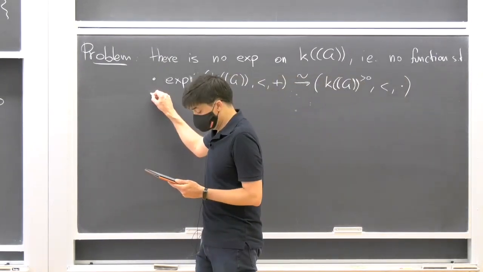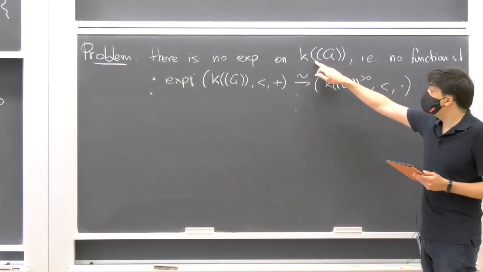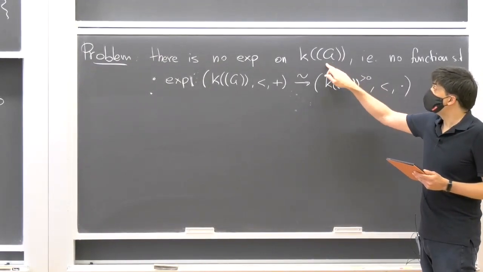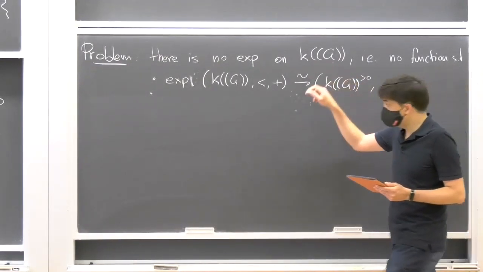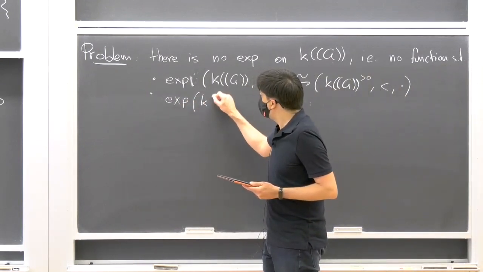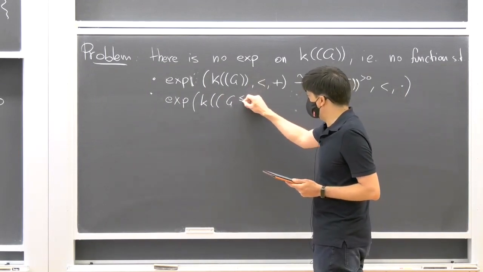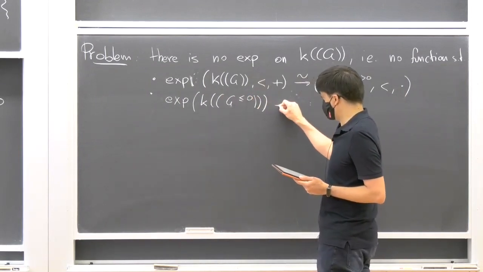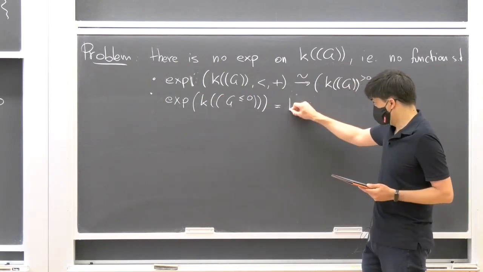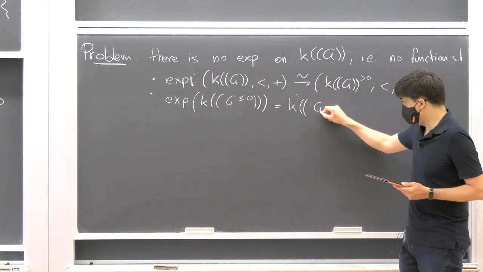And then the other one is, I need to say that there is at least a bit of compatibility between this Hahn field structure and the exp. So we want the exponential of K double bracket G less than or equal to 0, which is, let's hope I'm phrasing this the right way now, because I don't want to say residue field anywhere.